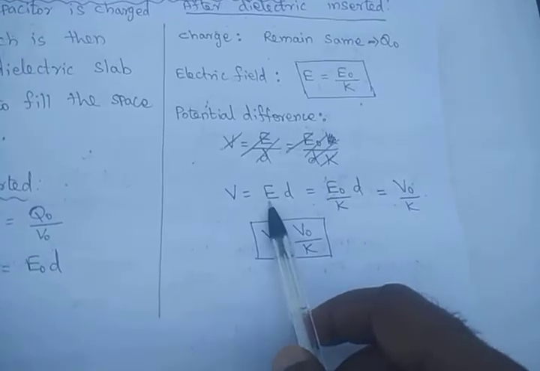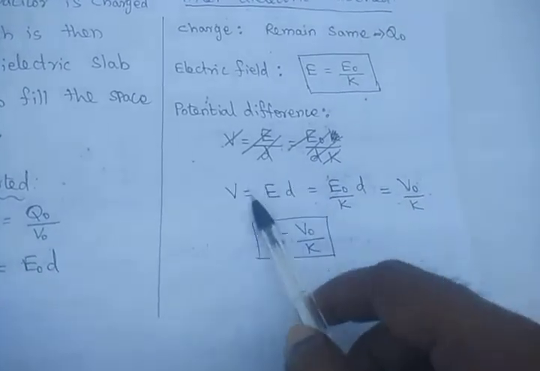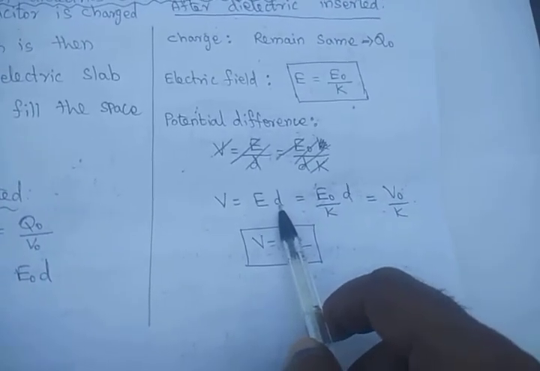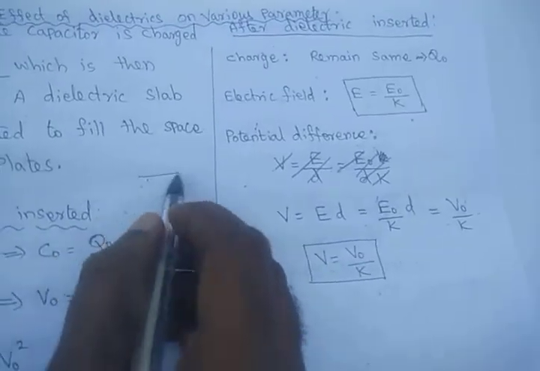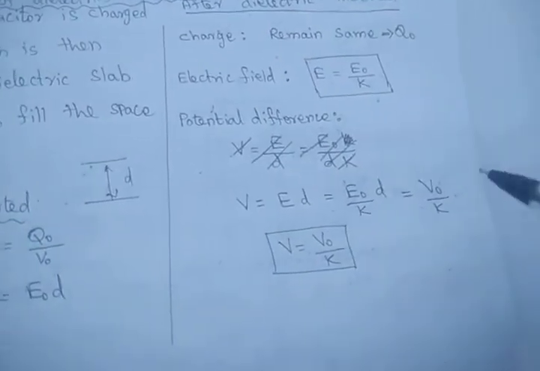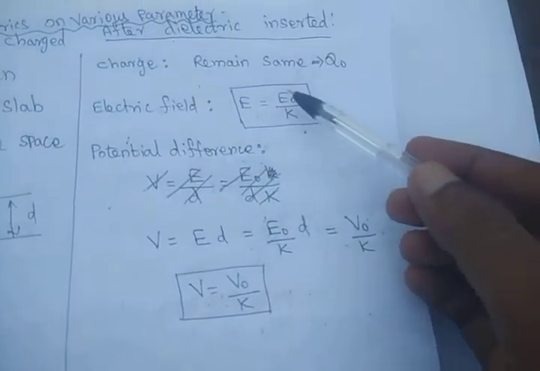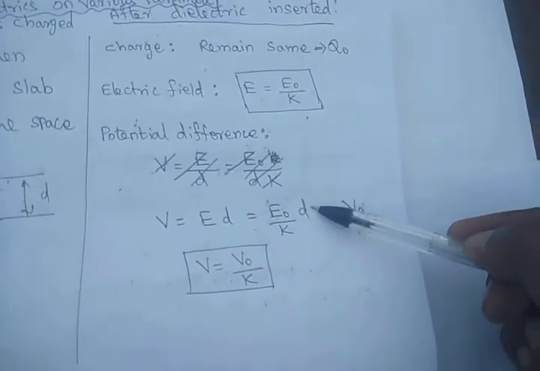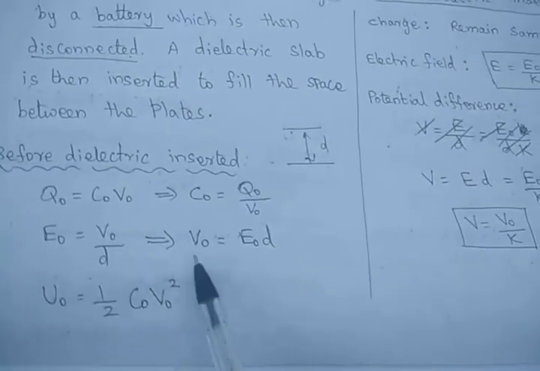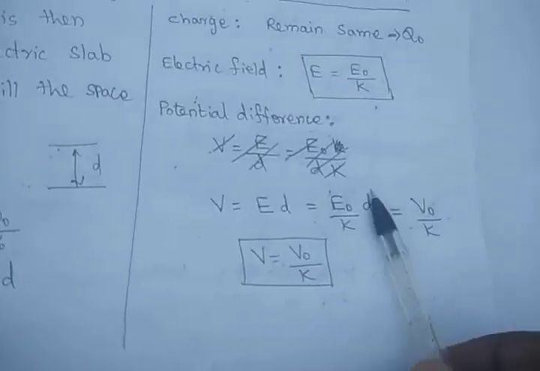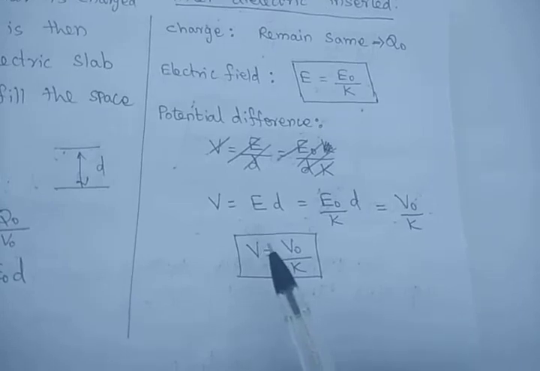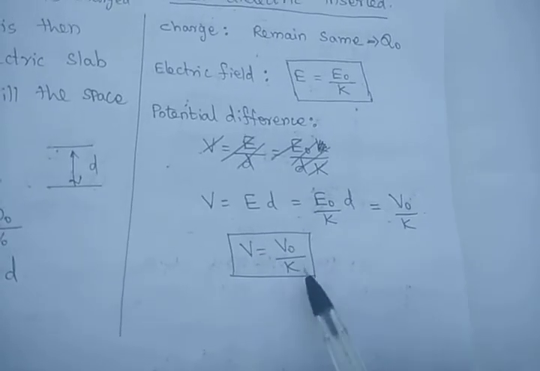So what is the potential difference? V is equal to E into D. So the potential difference after the dielectric slab is inserted is equal to the electric field after the dielectric slab is inserted, into the thickness of the capacitor. That is the gap between the two parallel plates, the first plate and the second plate. This gap is D. So what is E? E is equal to E0 by K, so E0 by K into D. So we get E0 into D, which is equal to V0. Then we substitute V0 instead of E0 into D, divided by K. Hence the new potential difference after the dielectric slab is inserted is V0 by K.